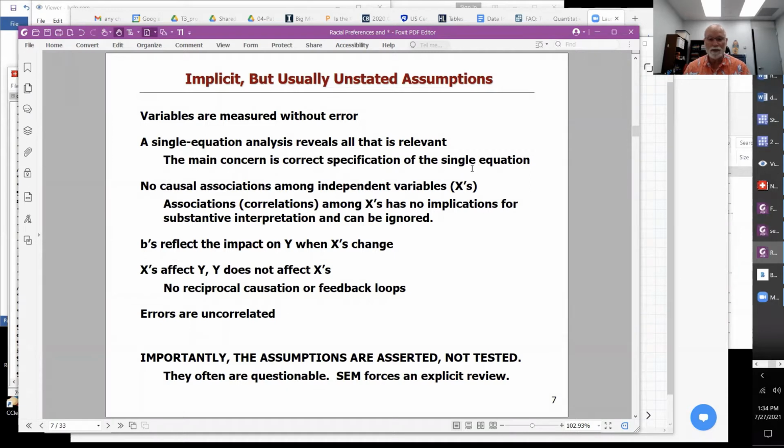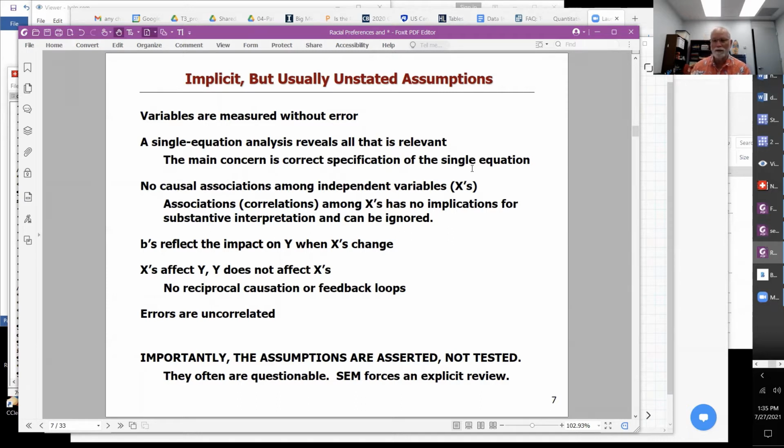Another assumption is that the single equation analysis reveals all that's relevant to our question, and that may or may not be true. The main concern in the single equation approach is how do we specify that single equation? We may worry about specification issues like, should I include nonlinearities and interactions? Definitely those are all important things to think about. But there are other kinds of things which we often are not thinking about. And one of them is whether the X variables are related to each other in ways that are causal rather than spurious.